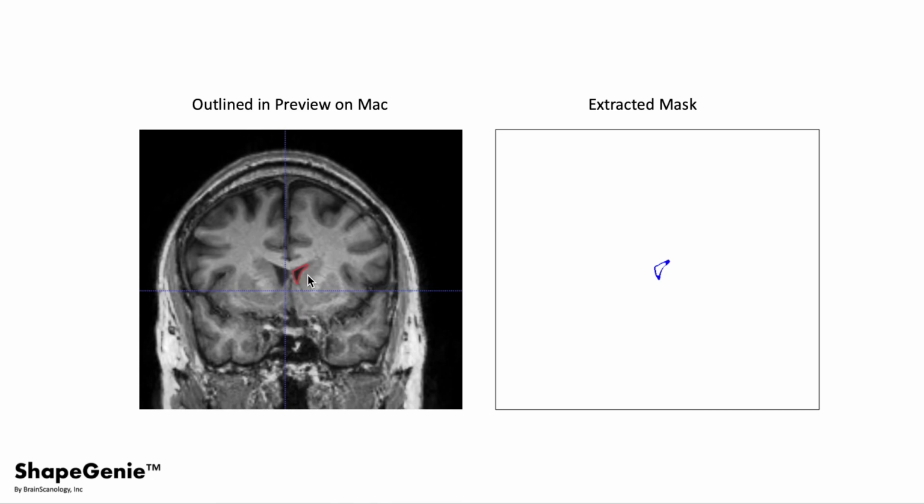However, these softwares do not have a way of extracting the shape that you traced into a mask. We have the tools to help you do that, but they are not built into Shape Genie yet. So reach out to us and we can either do it for you or we can teach you how to do it through Fiji, which is an open source software that is free.